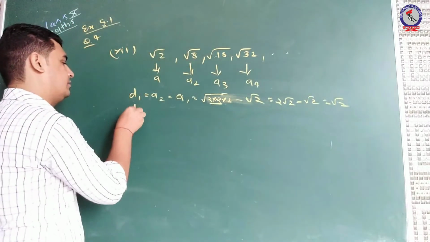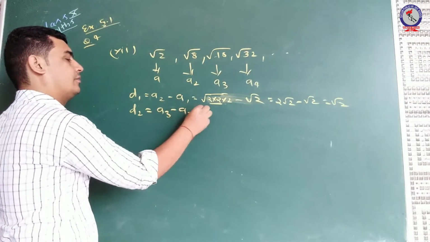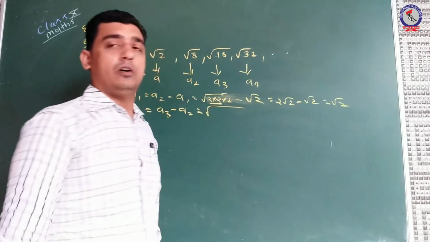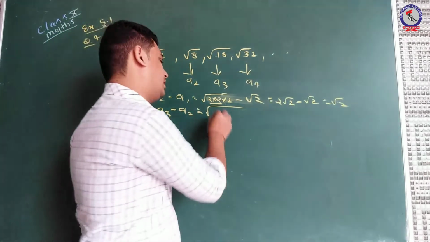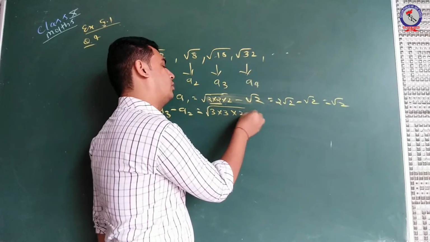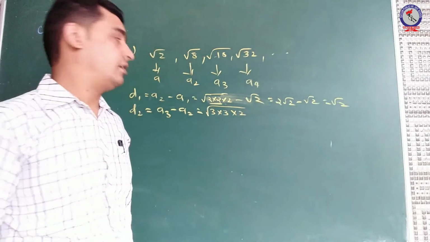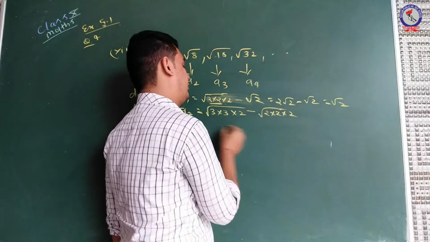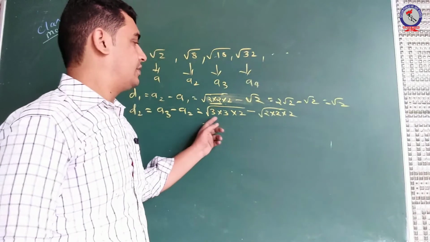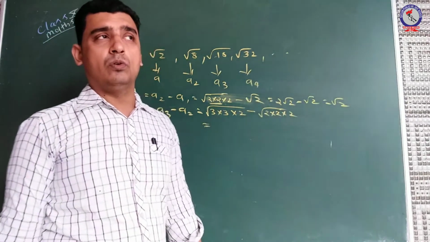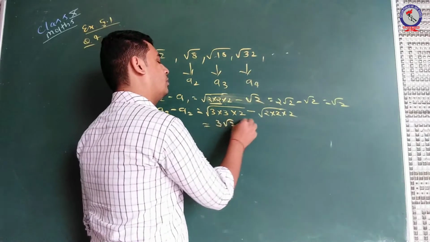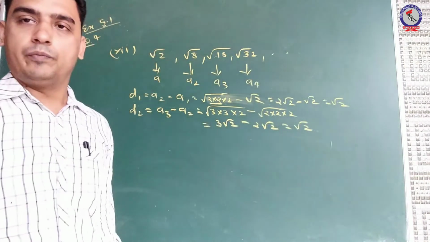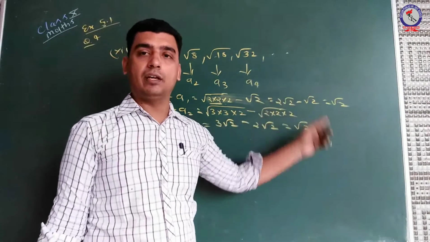So D2 is A3 minus A2. What is A3? A3 is root 18. How can we factorize 18? That is 3 into 3 into 2. 3 3s are 9, 9 2s are 18. And A2 is already written here, 2 root 2. So 3 root 2 minus 2 root 2, that is only 1 root 2. It means root 2. Here the common difference is equal.